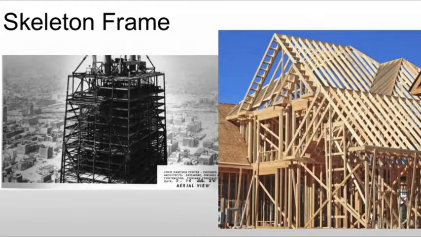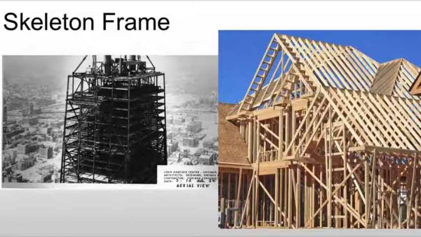Then we have skeleton frame. This is how we build almost all modern structures at this time. And it's the same concept whether I'm dealing with the Hancock Tower on the left or someone's home on the right. Just the materials change. So the framework supports the building with the walls forming a skin on the outside as well as a skin on the inside. So it works just like our own skeletons.